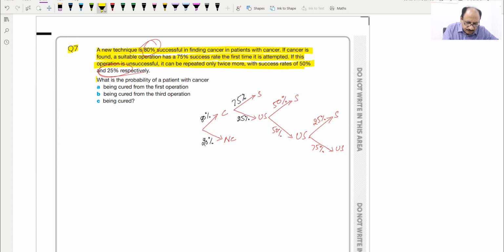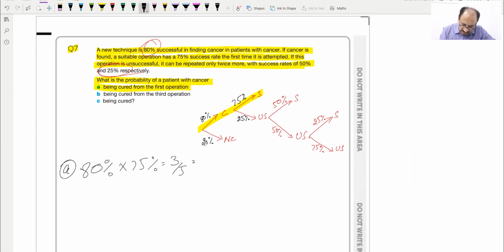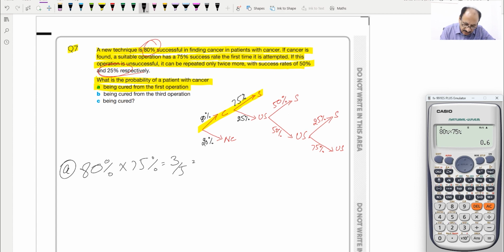What is the probability of a patient with cancer being cured from the first operation? So being cured from the first operation will be this one, so A will be 80% multiplied by 75%, and this gives us 3 by 5, which in decimal format is 0.6.